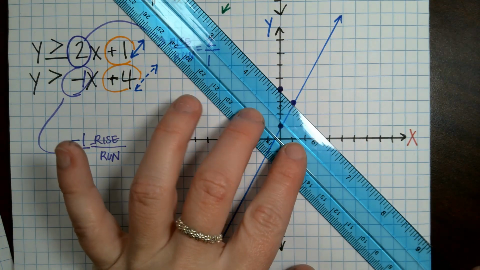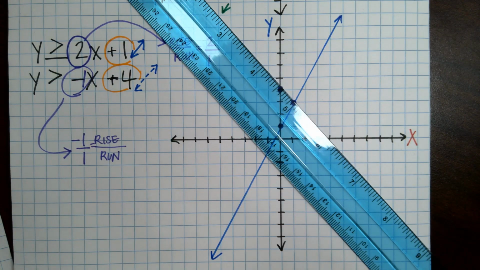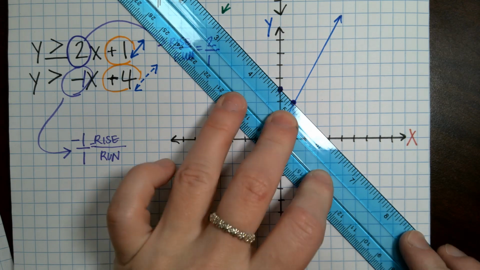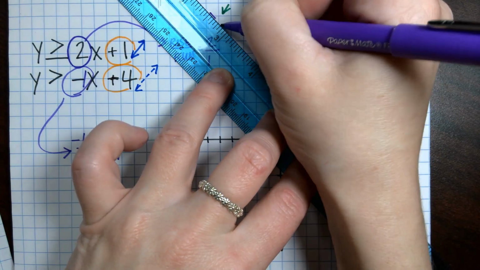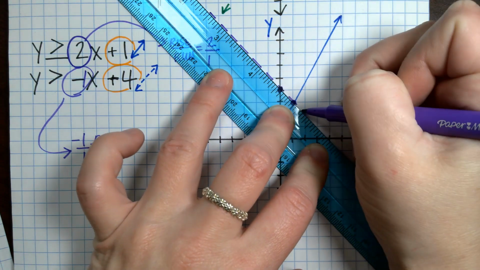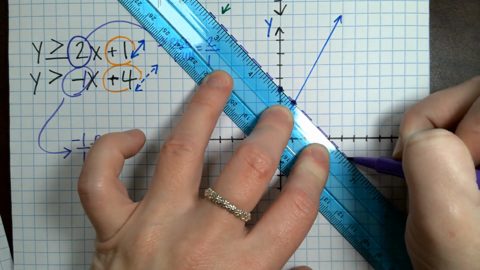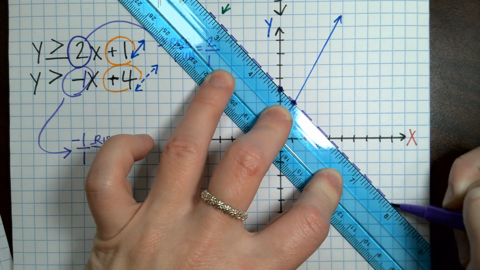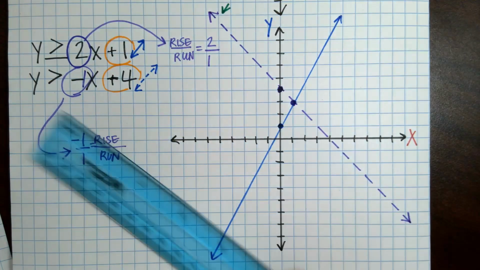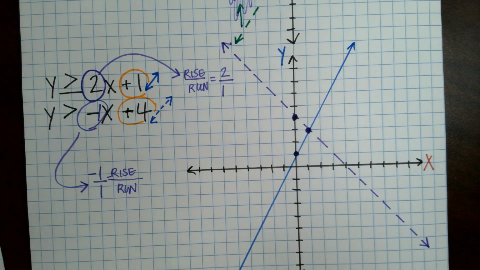Okay, we've got 2 points. Is our line dotted or solid? Dotted. So make yourself a little dotted line. And then we've got to decide where to shade for both of the lines. Okay, so we've got our 2 lines graphed. How are we going to find out what part will be shaded in?